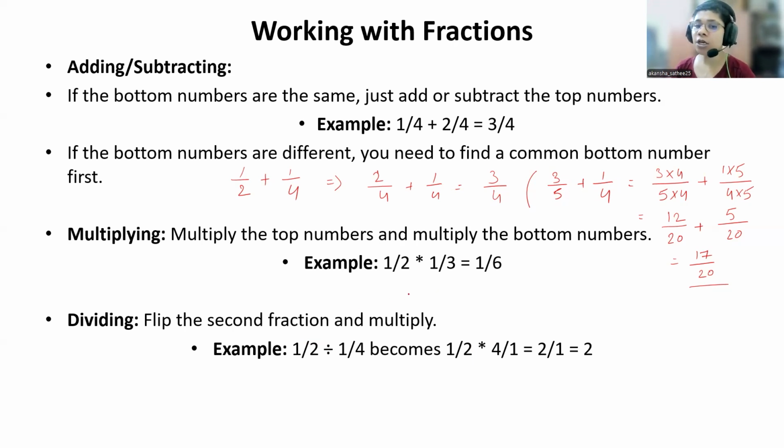Now multiplication. If you want to multiply two fractions, how will you multiply? Multiplication is pretty simple. You just multiply numerator with numerator, denominator with denominator. So 1 by 2 and 1 by 3 is 1 into 1 is 1, 2 into 3 is 6. Similarly, if I want to multiply 1 by 2 into 1 by 4, what will be the answer? 1 into 1 and 2 into 4. So it will be 1 upon 8. So multiplication is pretty simple.